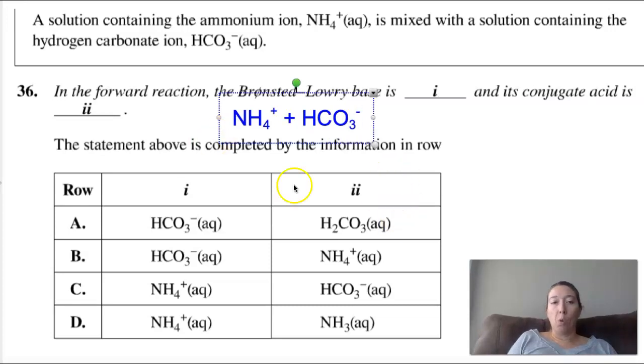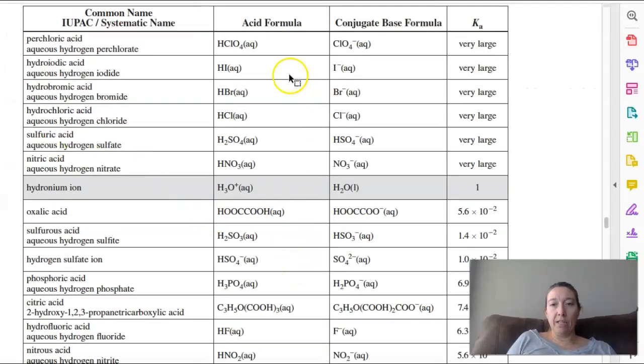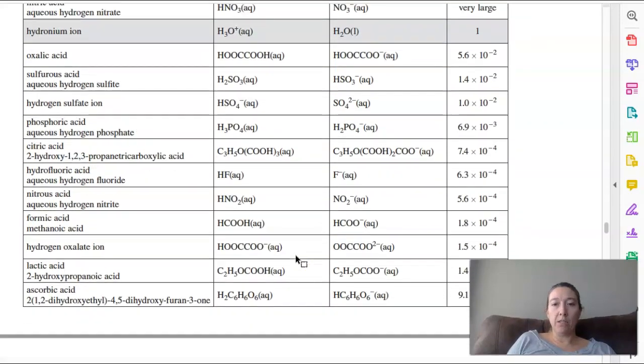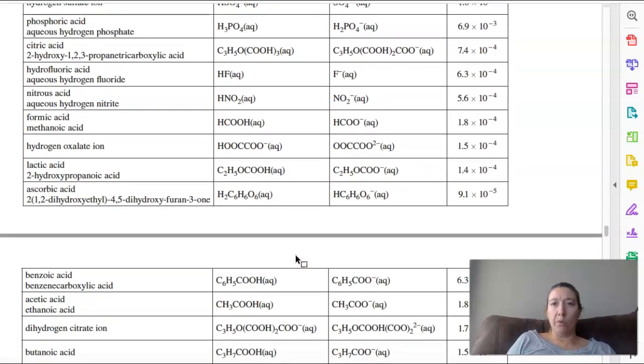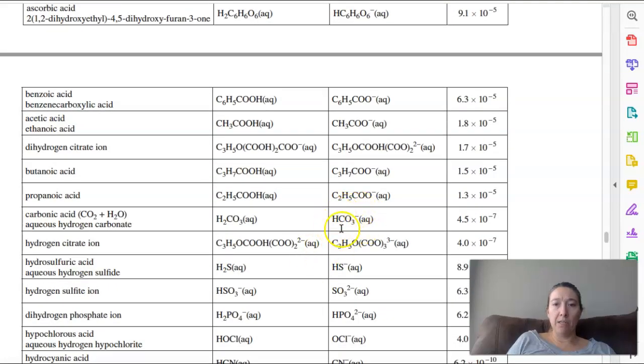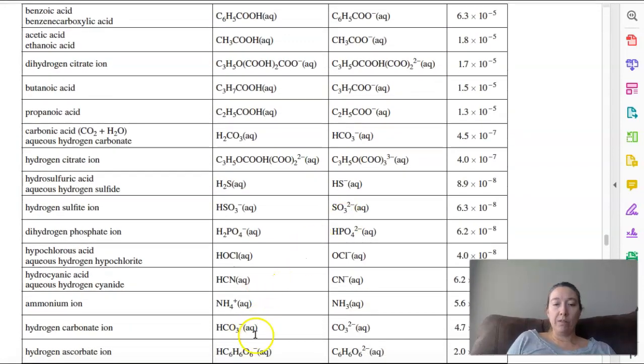So what we're now going to do is go to our data table. The reason we're going to go to our data table is we need to figure out what is going to be the acid and what is going to be the base. So when we look at our data table, we're looking for the hydrogen carbonate and we are looking for ammonium. Hydrogen carbonate can be found here in the base column. It can also be found down here in the acid column. Then we have ammonium, which is here in the acid column. So we have to have an acid plus a base.